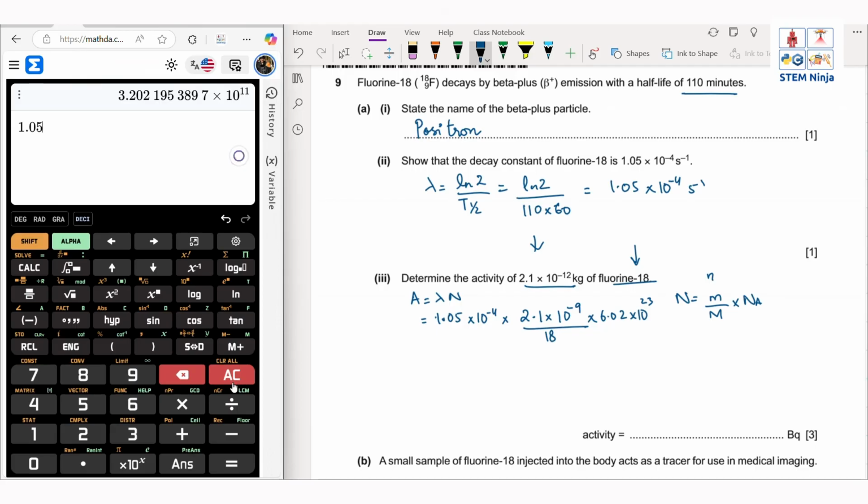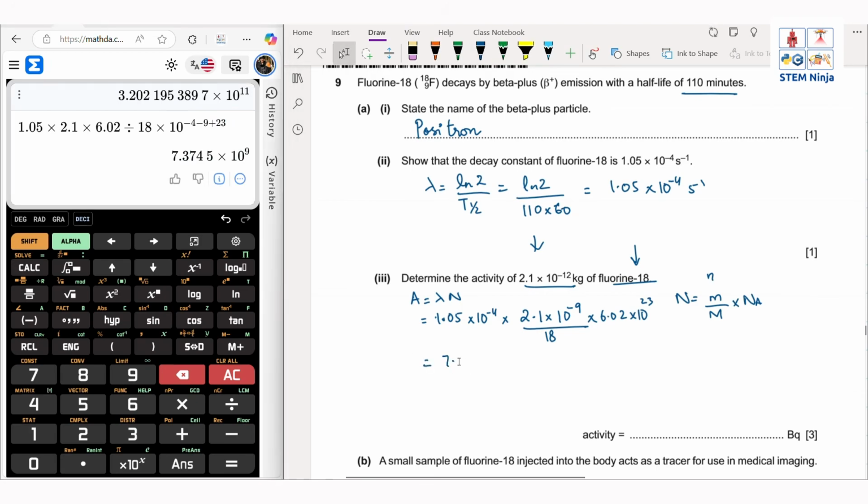So 1.05 times 2.1 times 6.02 divided by 18 times 10 raised to power minus 4 minus 9 plus 23, we get this value 7.37 × 10^9, and this could be simplified to 7.4 × 10^9 becquerels.